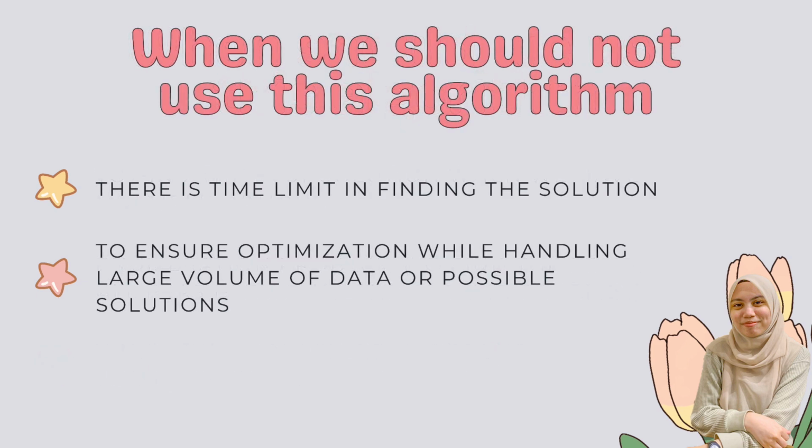Moving to the next part, on when we should not use this algorithm. First, this algorithm is not suitable when the problem requires limited time to find the solution. This is because as the possible solutions increase, the time to explore and backtrack the path to find the solution also increases. Next, backtracking is not suitable for those who prioritize optimization while handling a large amount of data or possible solutions. It is because backtracking uses a recursive algorithm that consumes a lot of memory and processing power, and as mentioned previously, it is time consuming.